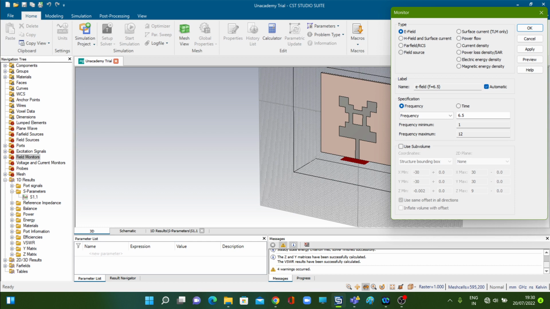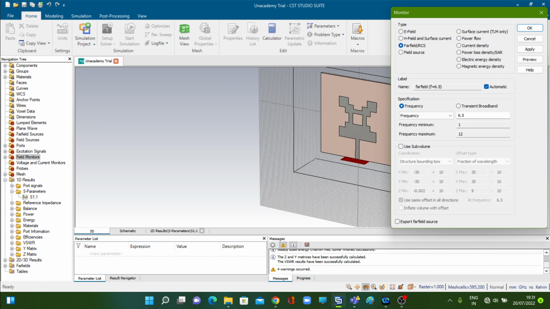Now see, in these four options, there is only one option which indicates the far field. So we will select that. This far field we will select. We need not select anything with these other options as of now, because we are designing a planar monopole antenna. So we need not select these options.